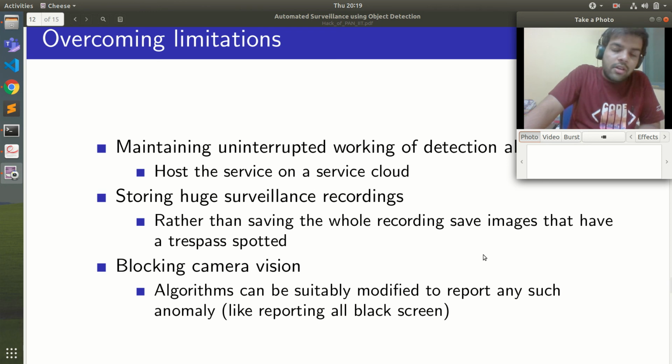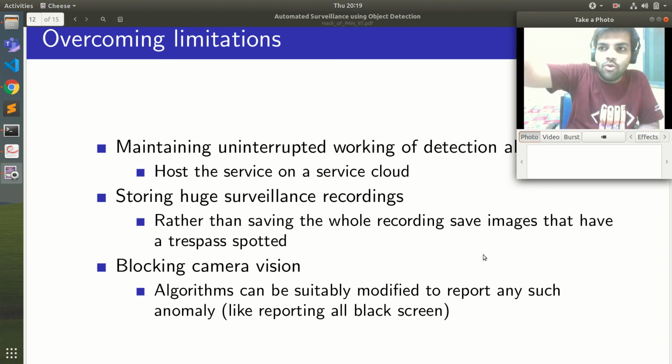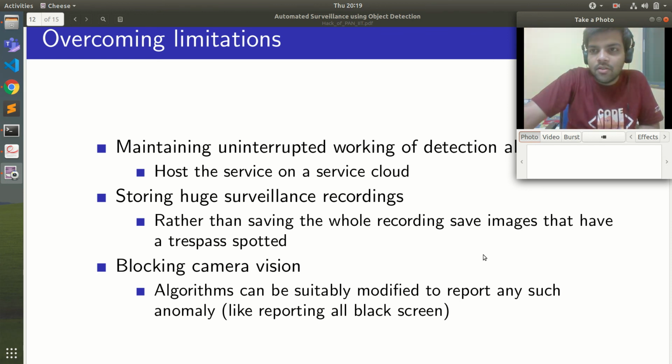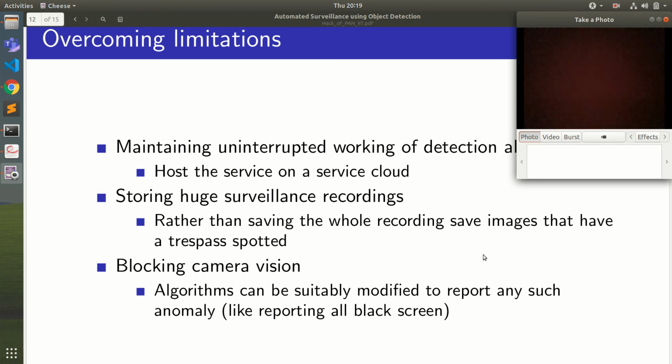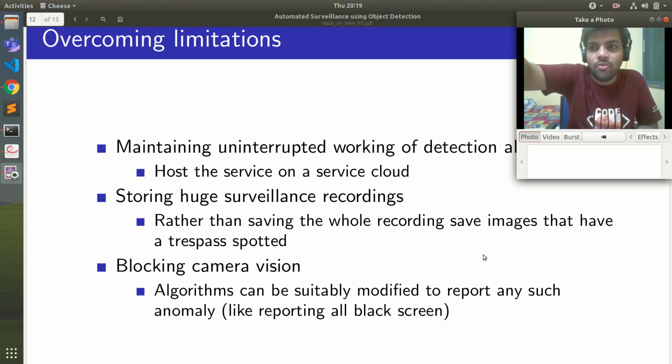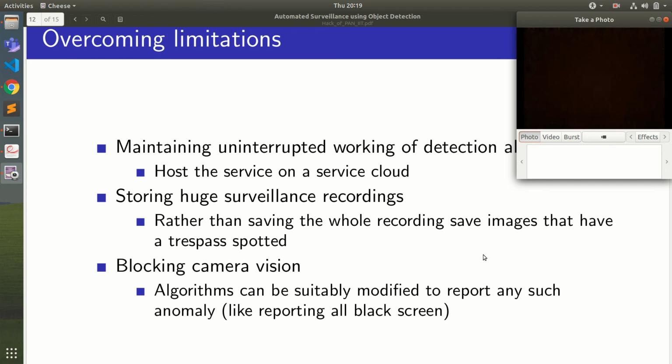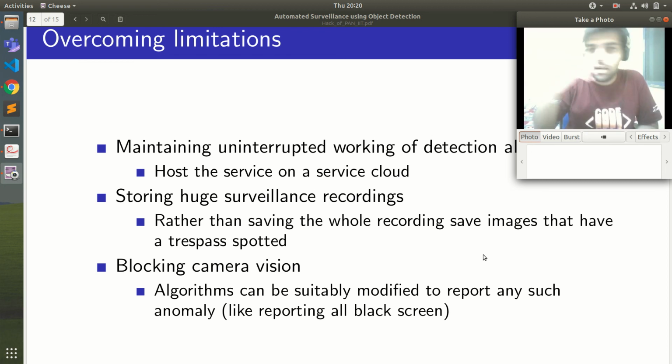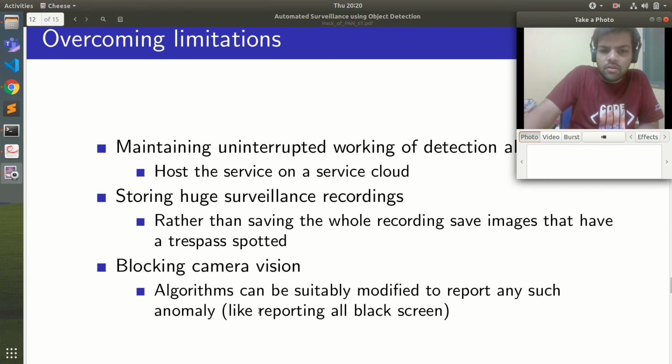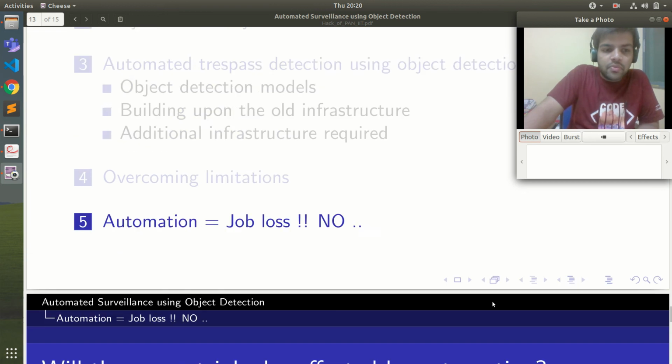There could be a problem of blocking camera vision. If I block the camera, just like this, oh boom, you are not able to see anybody in front of the camera. That could be identified by a human, but the machine may think, oh, there is no object, when actually there is one. So what we could do is, if the screen is all black, alert: hey, please see, your camera is not working. That is just a small add-on to the actual application, reporting an all-black screen.